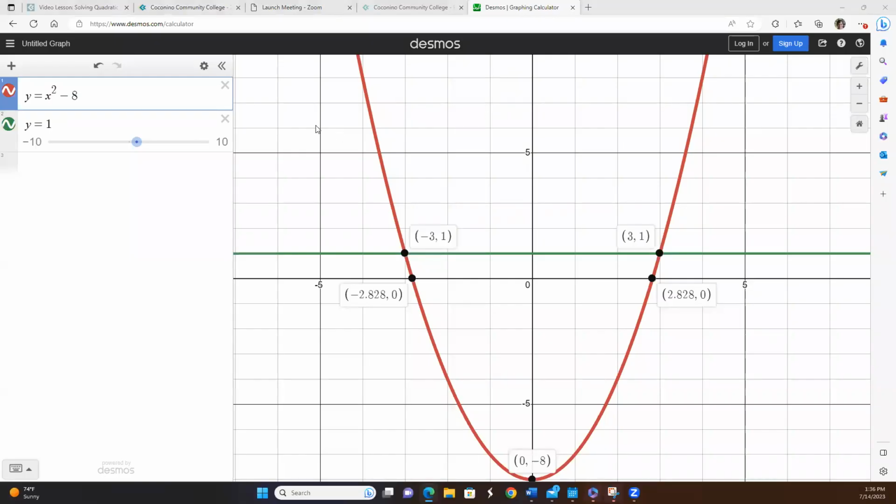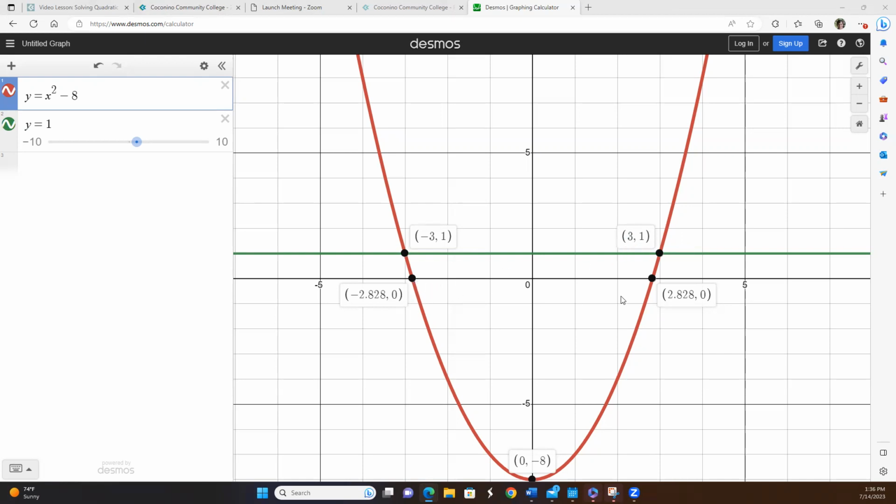Here on Desmos, we can see our red equation is the parabola x squared minus 8, and our green line is the line y equals 1. Our equation originally said that x squared minus 8 equals 1. So we want to find where these two, the parabola and the line, are equal, and that occurs at the points negative 3, 1 and 3, 1. Now, we don't care about the 1. We want to know the x value where they're equal. So our answers here are going to be negative 3 and 3.